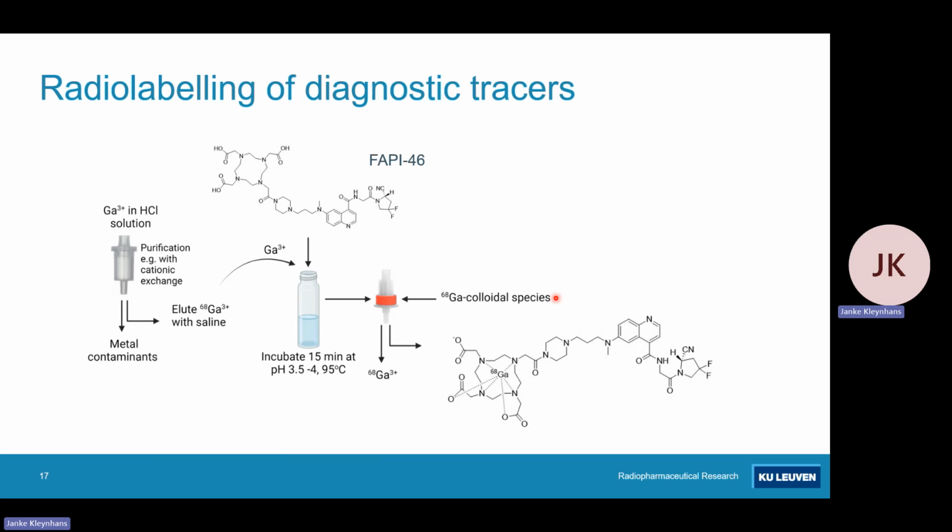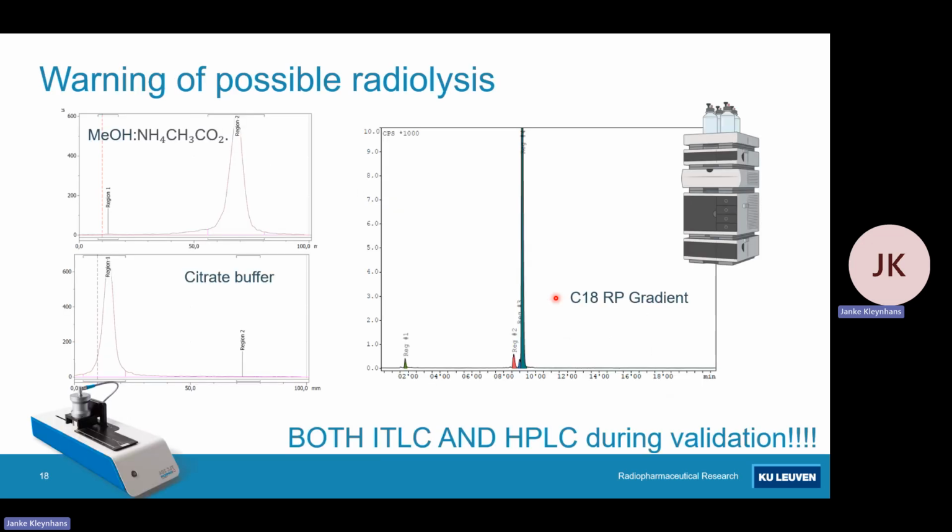Labeling. So FAPi 46, normal gallium labeling, is quite the same as your dotatate or your PSMA labeling. Very important that there is a possibility of radiolysis. You have to add additional ascorbic acid. This figure comes courtesy of Stellenbosch University, South Africa, where they validated the FAPi tracer. And they found also that, importantly, it's not visible on ITLC that radiolysis has occurred. So you have to do HPLC analysis.